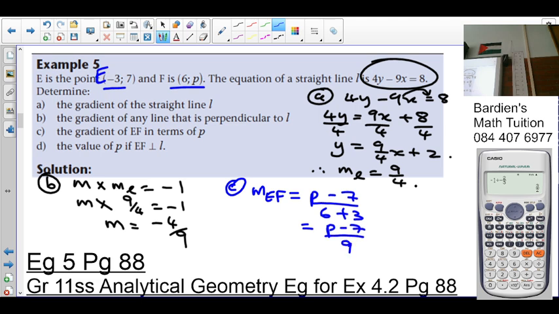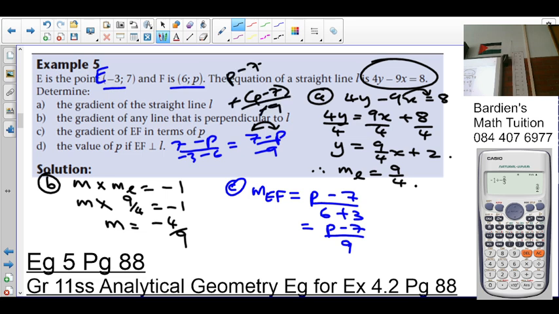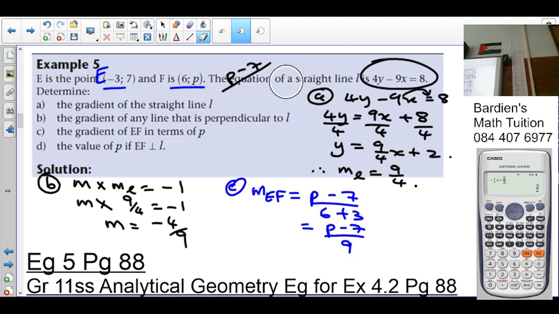If you had gone the other way, no problem. It would have been 7 minus P over minus 3 minus 6, which is 7 minus P over negative 9. It's the same thing. You all agree? Because if I swap this around, a negative comes out, and that of course cancels, which is P minus 7 over 9. Okay? So either way, you should get the same answer.